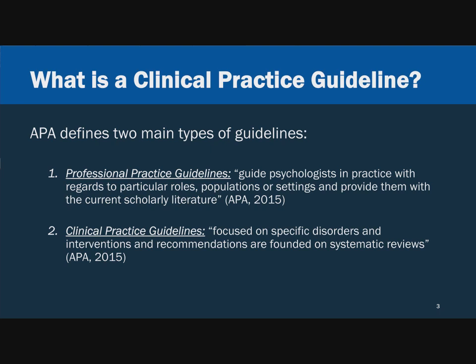So first, what is a clinical practice guideline? This is an area about which we get a lot of confusion and a lot of questions. APA has two main types of guidelines: professional practice guidelines and clinical practice guidelines. Professional practice guidelines, APA has been doing these for many years, and has quite a few already developed. These tend to focus on psychologist behavior and how to work with, for example, particular populations, and are really geared towards psychologists. Clinical practice guidelines, on the other hand, are newer for APA, and these tend to be focused on particular disorders or conditions. They discuss interventions and recommendations based on a systematic review of the literature. In our presentation today, we're going to focus on this second type of guideline, the clinical practice guideline.